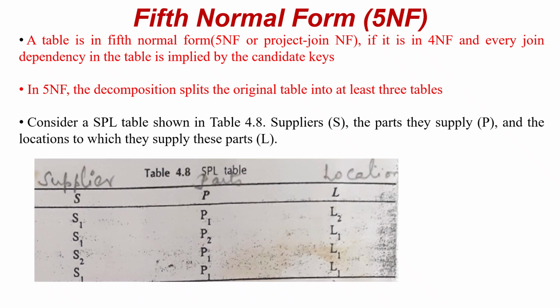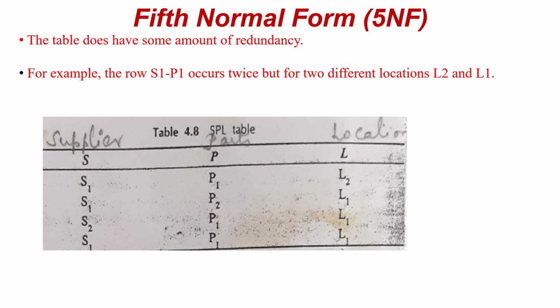Consider the below SPL table, that is the supplier, parts and location table, which is represented as SPL. The table does have some amount of redundancy. For example, the row S1 P1 occurs twice, but for two different locations, L2 and L1. That is, S1 P1 occurs for the location L2, and also S1 P1 occurs for the location L1.